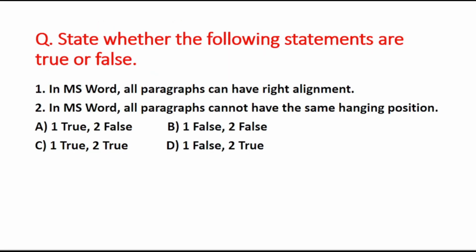Next question is, state whether the following statements are true or false. First statement is, in MS Word all paragraphs can have right alignment. Second is, in MS Word all paragraphs cannot have the same hanging position. So the right code is the option A, that is first statement is true and the second statement is false.